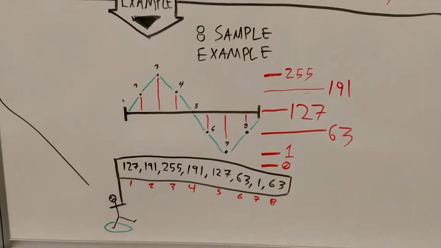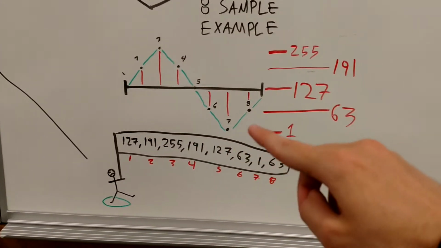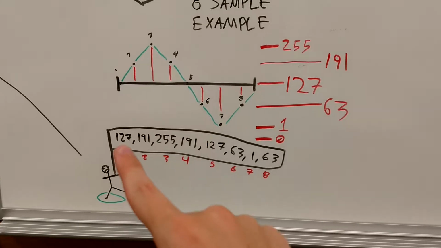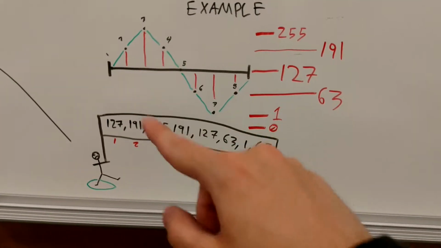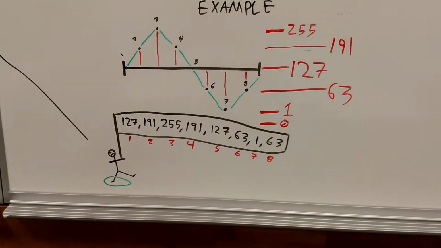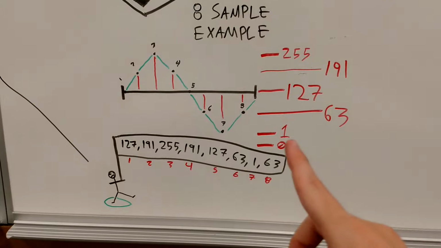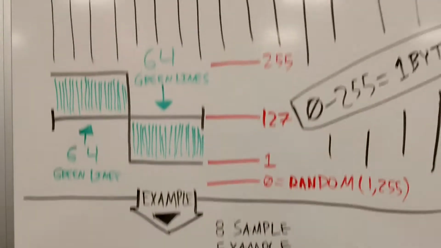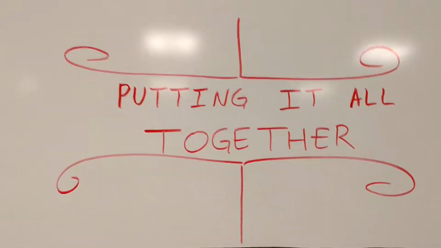Here's a quick example with only 8 samples. 1, 2, 3, 4, 5, 6, 7, 8. Here are the values for each sample. So there's a 1 there, 63 there, and so on. And in general, when we have an instrument in Bity-8, it would look like this, but instead of 8, it would have 128 samples.